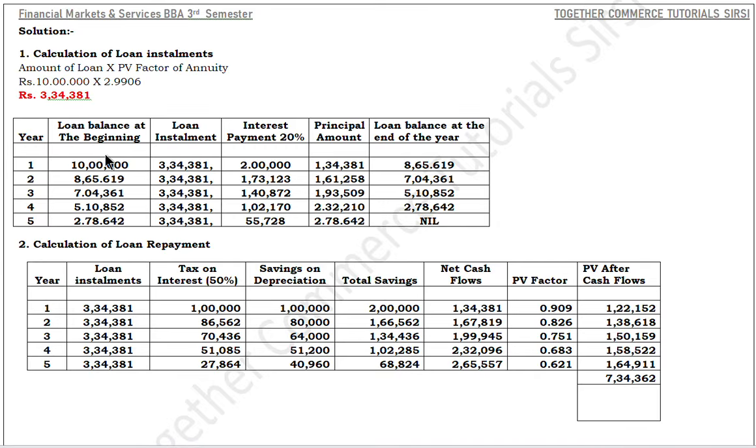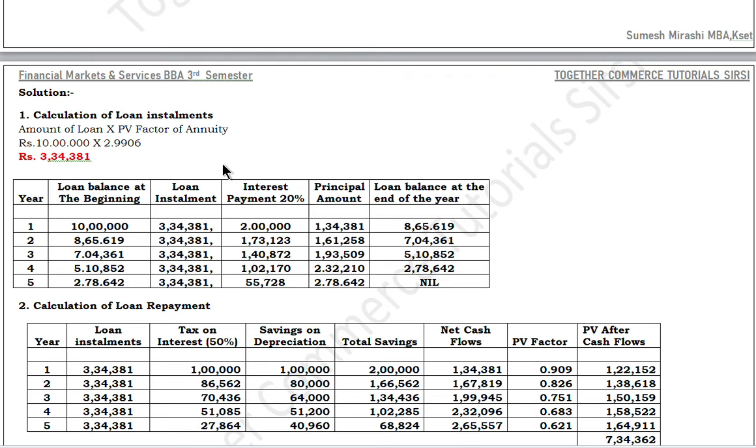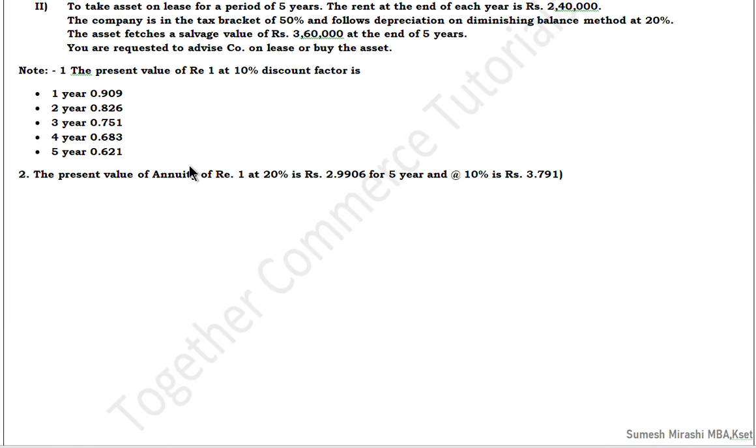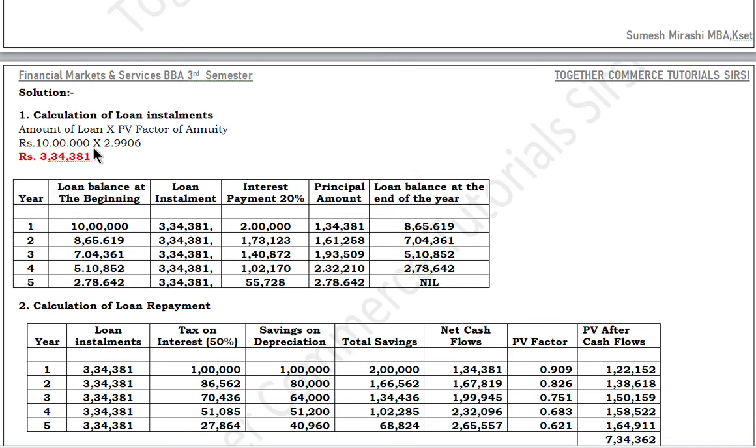The loan at the beginning for the first year will be 10 lakh, and this loan installment I got here is 3,34,381. This will be the same for all the years, and this is got from this working note. The working note is here, 3,34,381. Please write it down in all the years.